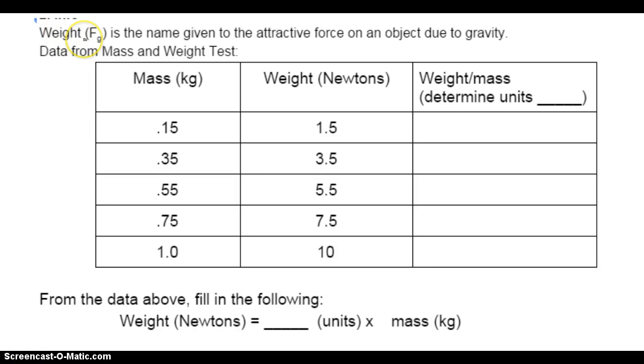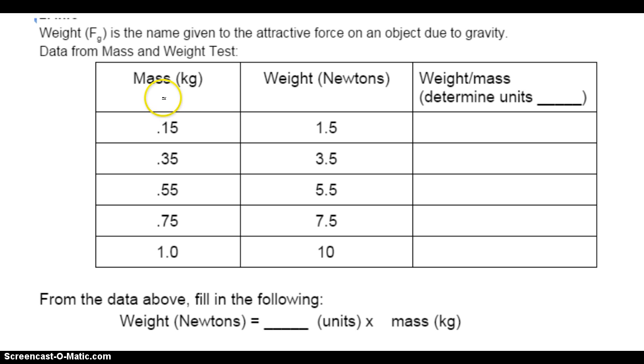And let's go through a couple of examples of weight and also acceleration due to gravity. Okay. So we see here that weight is the name given to the attractive force of an object due to gravity. Okay, and I weighed a few things around the room and came up with this table. Here's the mass of the object and the weight of the object. In fact, we think of mass and weight as almost interchangeable, but to the physicists, they're different items.